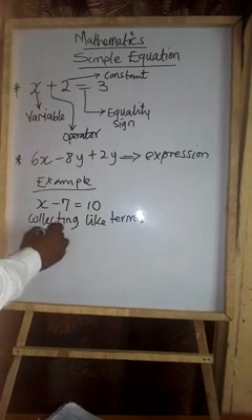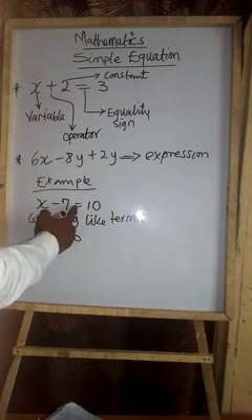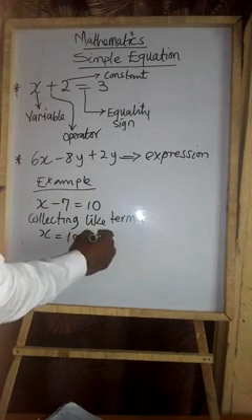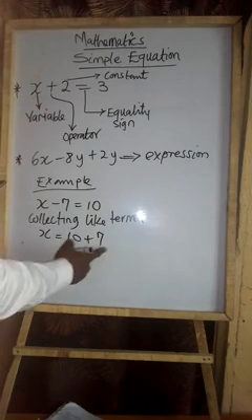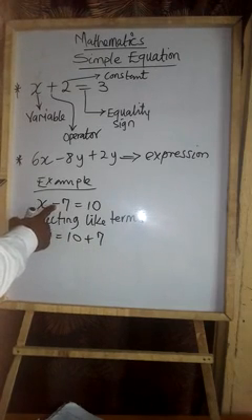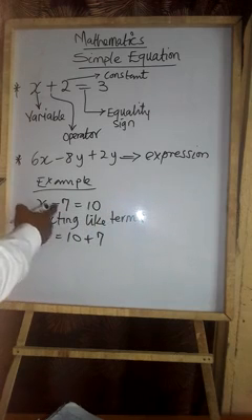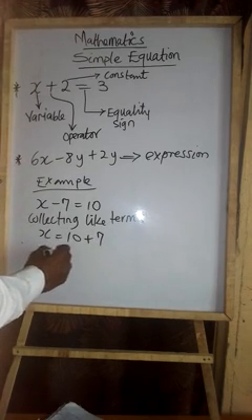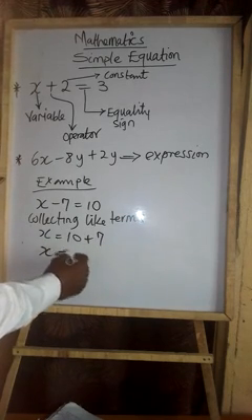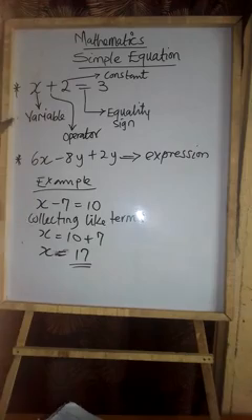So 10. Once minus 7 goes over across the equality sign, it becomes positive. Once this one goes over this side, it becomes positive. If here is positive before, once it crosses to this other side, in the process of collecting like terms, it becomes negative. But this one is having negative, so if it crosses the other side, it becomes positive. So what is 10 plus 7? It means 17. So x is 17.